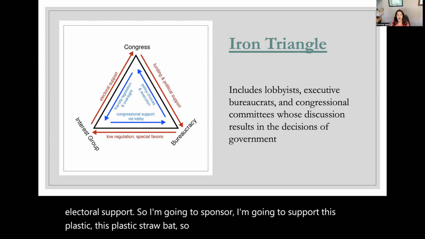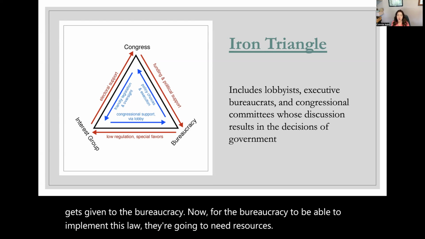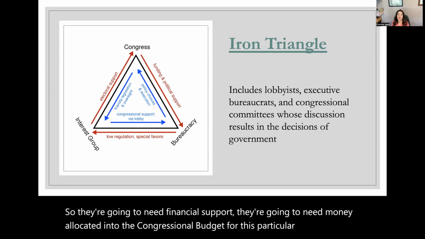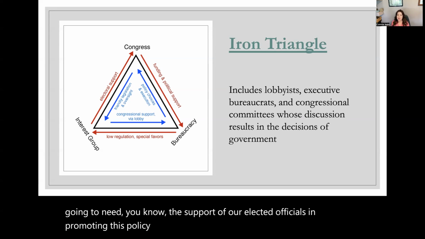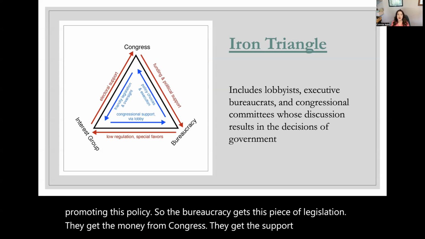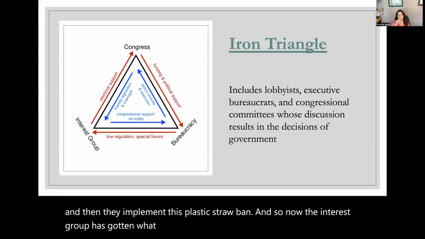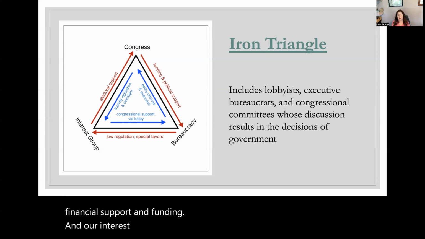So they pass this, and then this legislation gets given to the bureaucracy. Now, for the bureaucracy to be able to implement this law, they're going to need resources. So they're going to need financial support. They're going to need money allocated into the congressional budget for this particular action. They're going to need the support of our elected officials in promoting this policy. So the bureaucracy gets this piece of legislation. They get the money from Congress, they get the support from Congress, and then they implement this plastic straw ban. And so now the interest group has gotten what it wants as well. So throughout this process, our congressional members got electoral support, our bureaucracy got financial support and funding, and our interest group got exactly what it wanted.